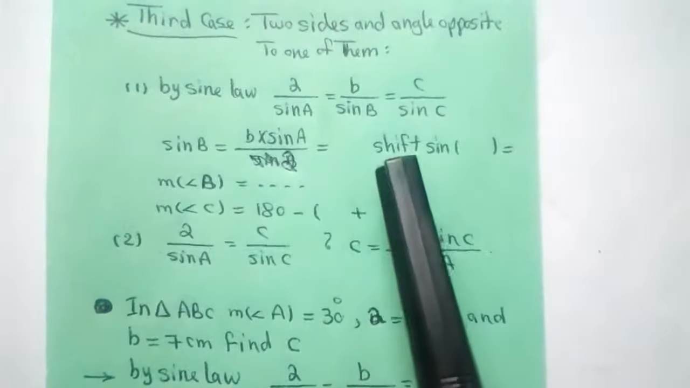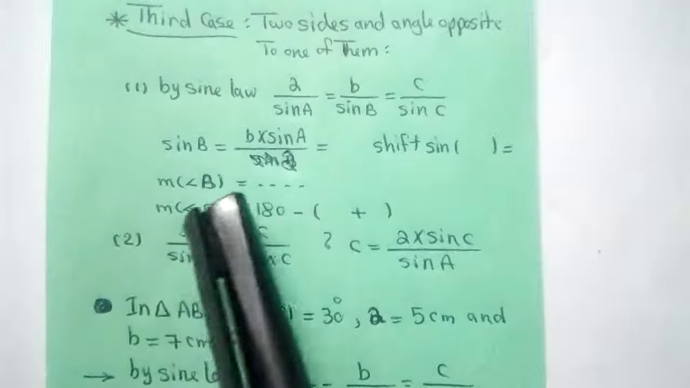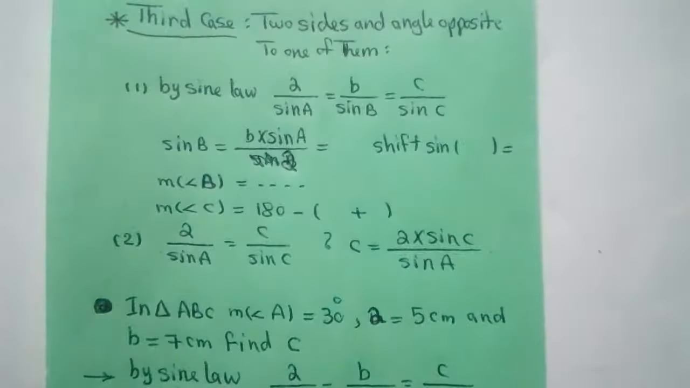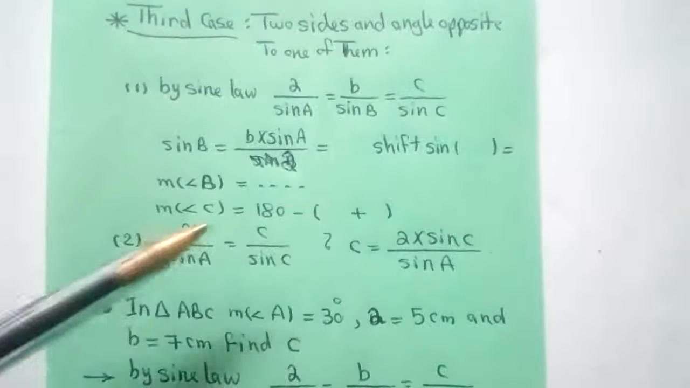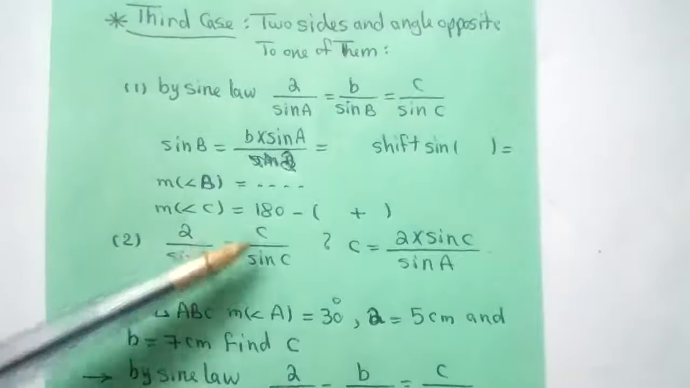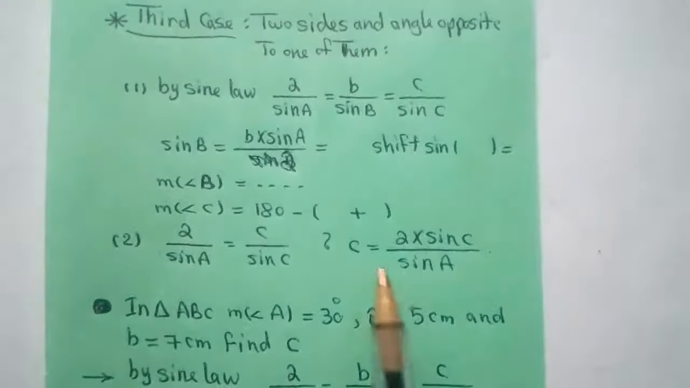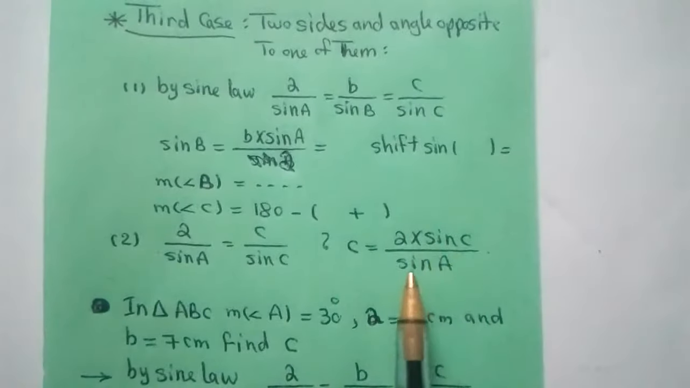After that, shift sine. We get measure angle B and measure angle C equal 180 minus (A plus B). Number 2: a over sine A equals c over sine C. By cross multiplication, c equals a times sine C over sine A.